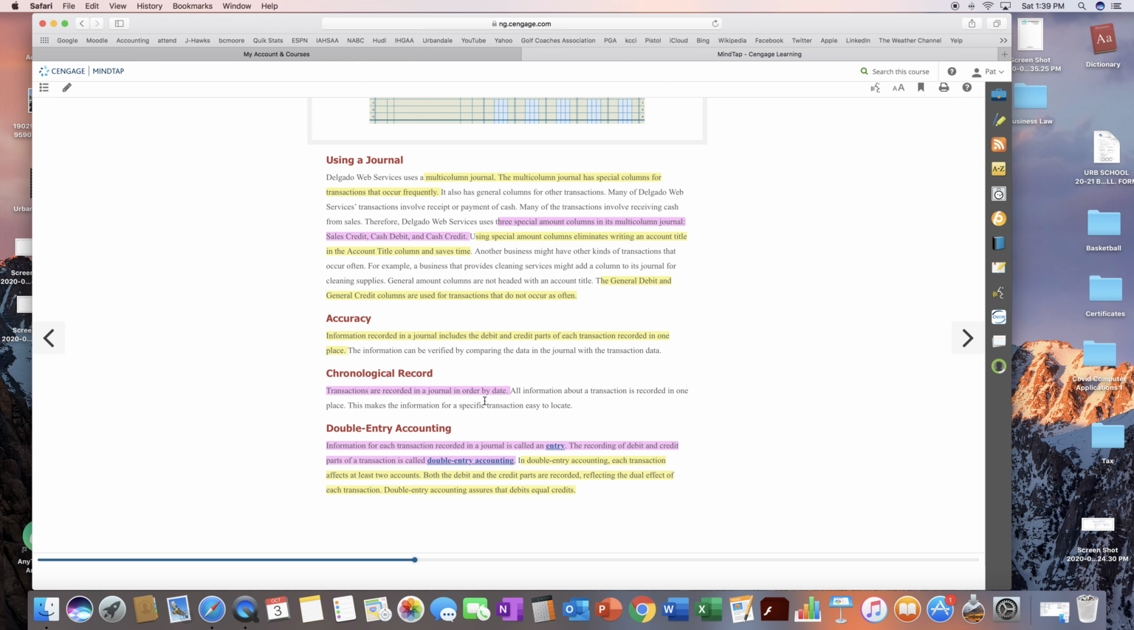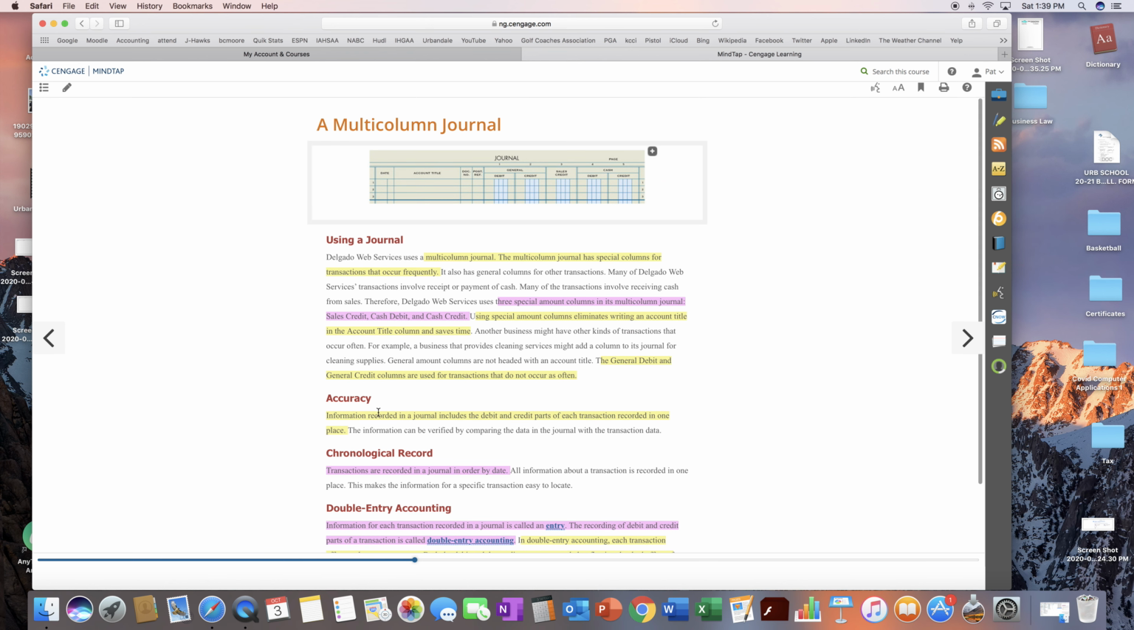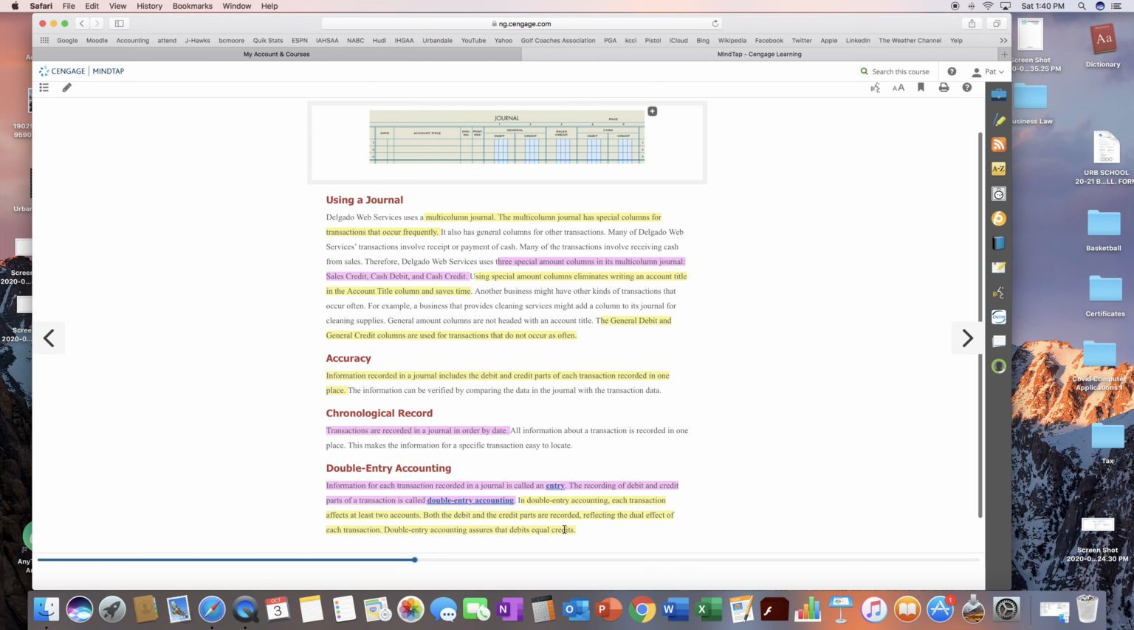Transactions are recorded in the journal by date. The idea behind this is that we want to record accurately, that we'll have a debit and a credit for each transaction. Every time we do a transaction and record a transaction, we call it an entry. Recording the debit and credit parts of transactions is called double entry accounting, because we will have a debit and a credit. So whenever we do this, it'll either be 1 line where we'll have a debit and credit, or we'll have 2 lines where we have like debit supplies and credit accounts payable. But this is double entry accounting when we record a debit and credit for each of the transactions.